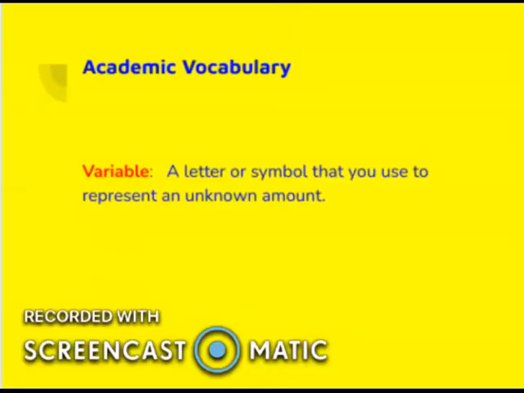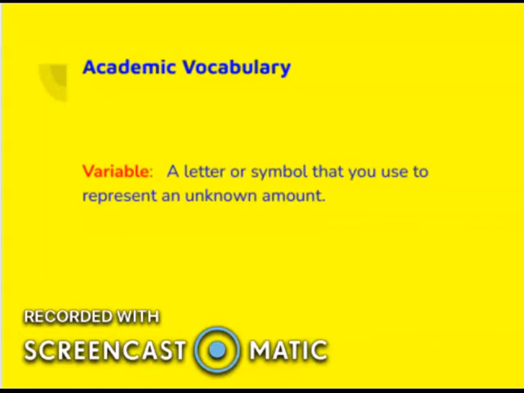As promised, we do have some vocabulary here, and like I said, you can use your math journal to write all of these definitions and terms down that we use in math. And the word today is variable. It is a letter or a symbol that we use to represent something that's unknown to us, an unknown amount.